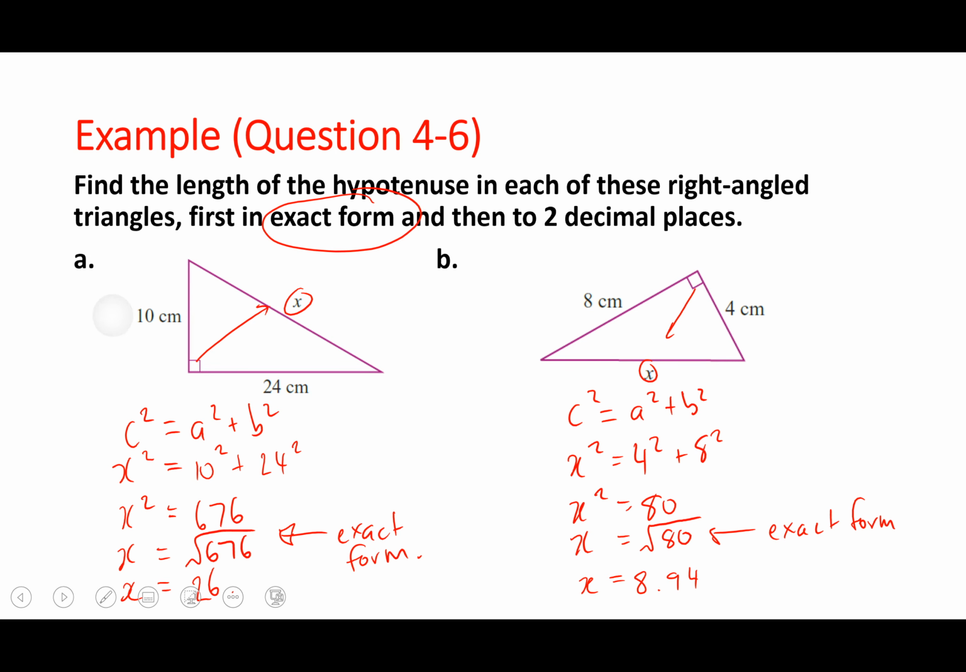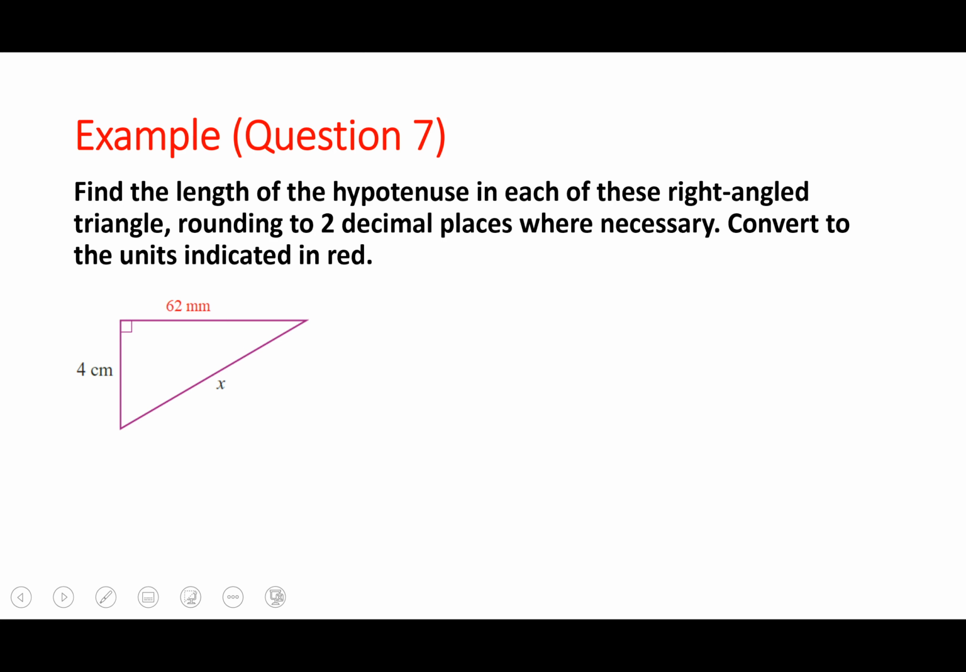Now, question 7 is very similar, but with a little twist. What we need to do is convert it into the units that are shown in red. So convert to the units indicated in red. For this first bit, I've got 62 millimeters as my red, and I've got 4 centimeters. So I need to change my 4 centimeters into millimeters. So 4 centimeters becomes 40 millimeters.